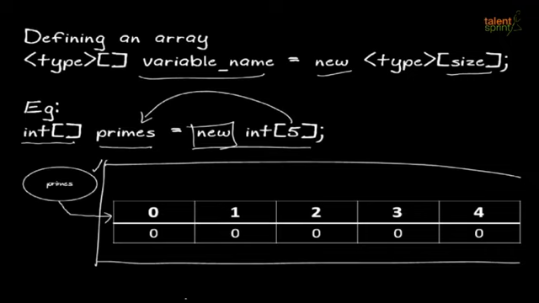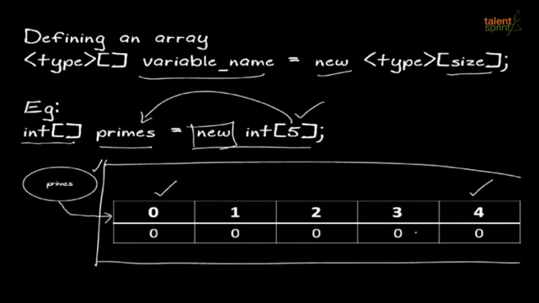Key point to remember: in an array, the index starts from 0 and ends at 1 less than the given size. So in this, as we mentioned, the number of elements to be stored is 5. The index starts from 0 and ends at 1 less than the given size, that is 4. The first row indicates index and the second row indicates values.